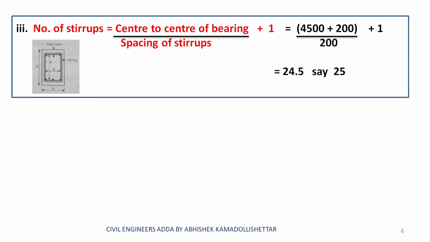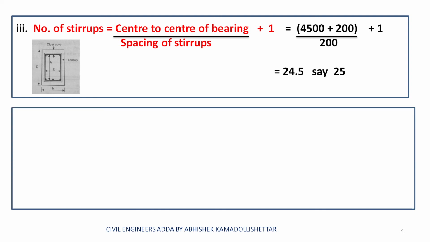Next thing is the number of stirrups. The number of stirrups is equal to the center to center of bearing divided by the spacing of stirrups plus 1. That is 4.5 meter, that is 4500, plus 200 mm, that is 100 mm from one center of bearing and 100 mm from the other, divided by the spacing of the stirrups given as 200 mm, plus 1. That yields 24.5, so I will take it as 25 on the higher side.